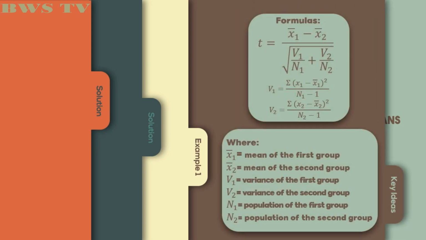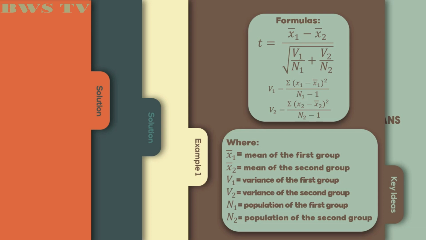The formula we'll be using is t is equal to the mean of the first group subtracted by the mean of the second group, divided by the square root of the variance of the first group divided by the population of the first group, plus the variance of the second group divided by the population of the second group. The question is, how do we find the variance of both groups?